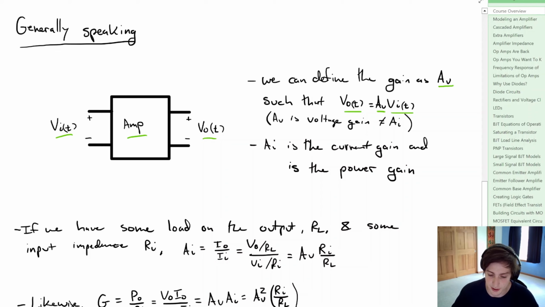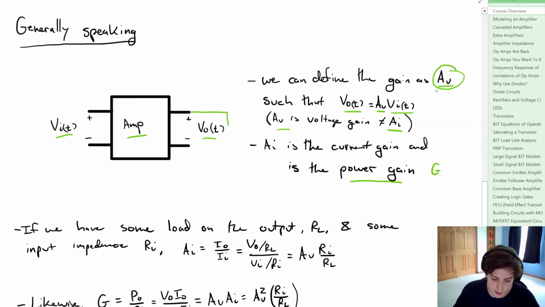Now, in terms of gain, we look at a few different kinds of gain. That would be the voltage gain, the current gain, and the power gain. Now, the current gain is represented as a subscript I, and it's not the same as the voltage gain. And then we have the power gain, and that's going to be represented by the letter G. So we know how to calculate the voltage gain up here, but to calculate the current gain, we kind of need to know some things about the system.